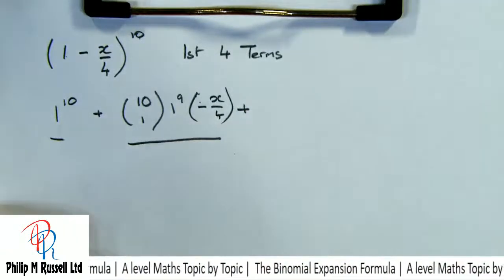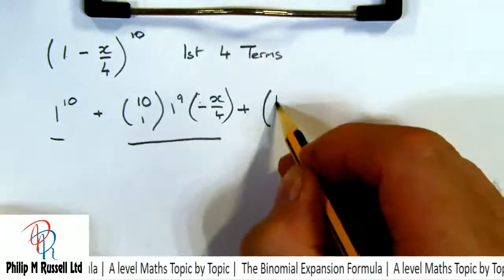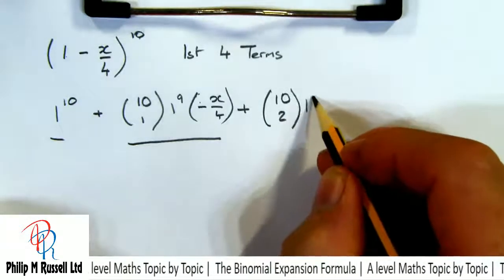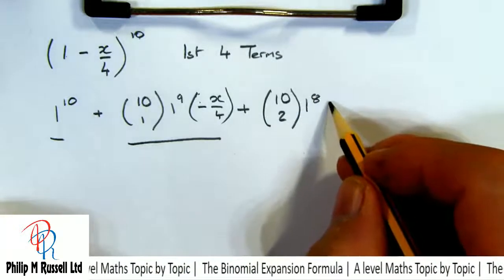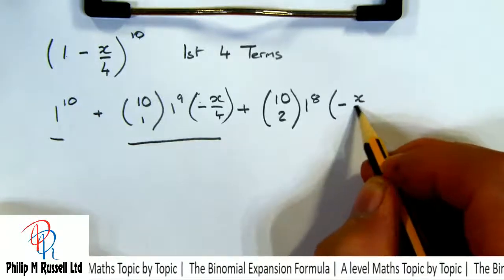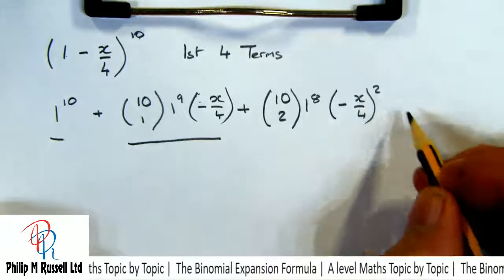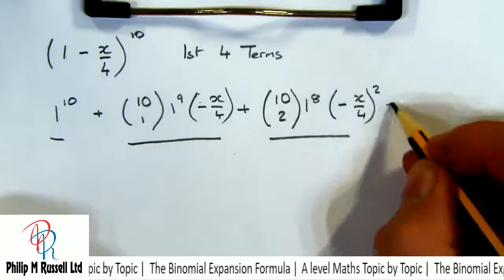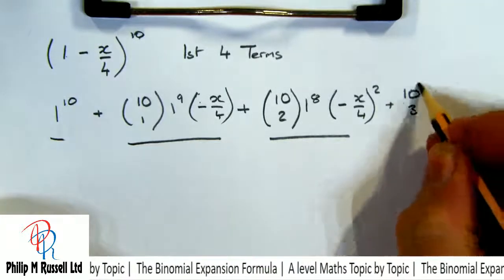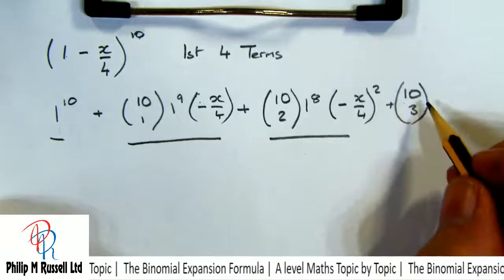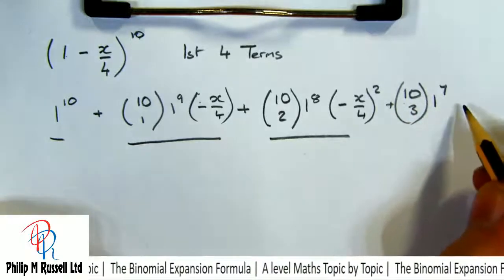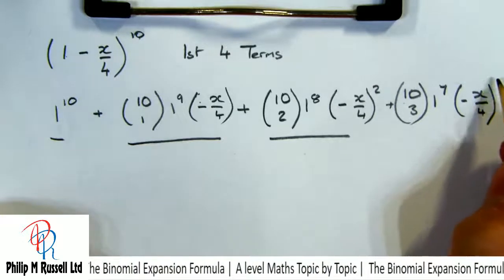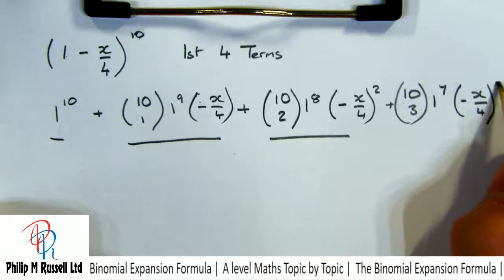Let's do our third term. Our third term is going to be my 10 2. This is going to be 1 to the 8, and then we've got minus x over 4 squared. There's our third term. And then our fourth term is going to be my NCR 10 3 of 1 to the 7, and then this is going to be multiplied by minus x over 4, to the power of 3.